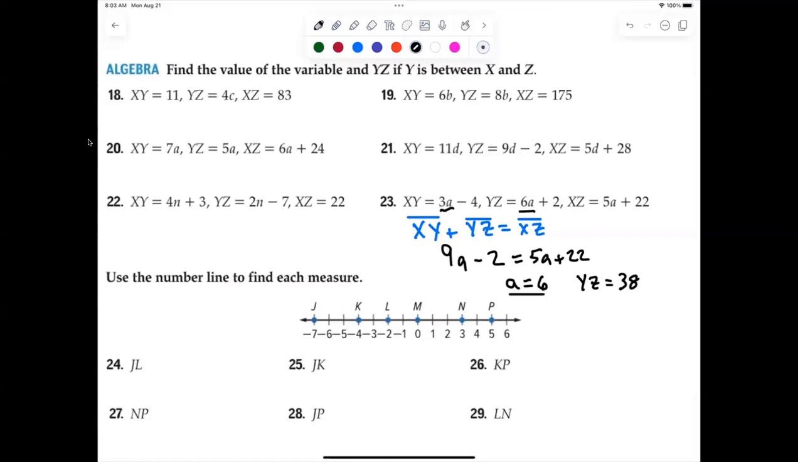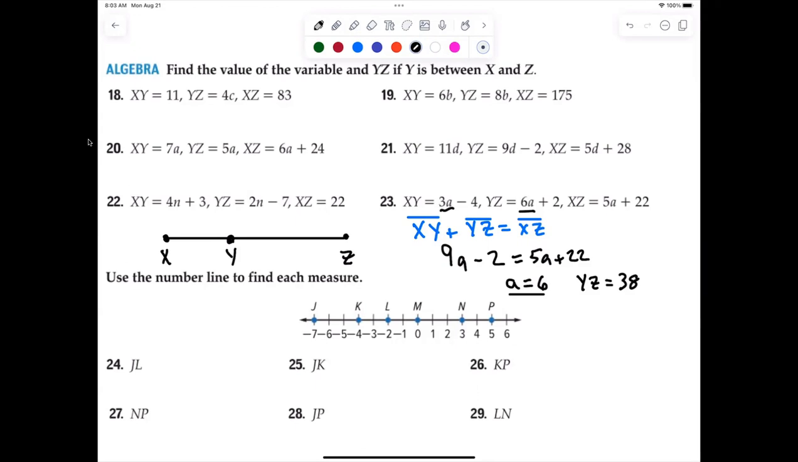I don't understand how the YZ works if Y is between X and Z. So all you have to do, if you don't know this, guys, is draw a picture. Y is somewhere between X and Z. X, Z, throw Y in somewhere. Do you see it? XY plus YZ equals XZ. Yes, sir. Good for you, bud.